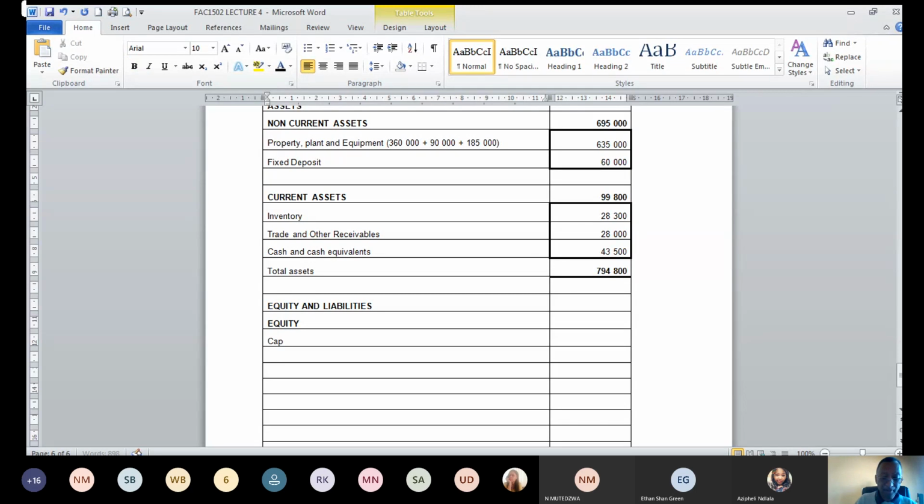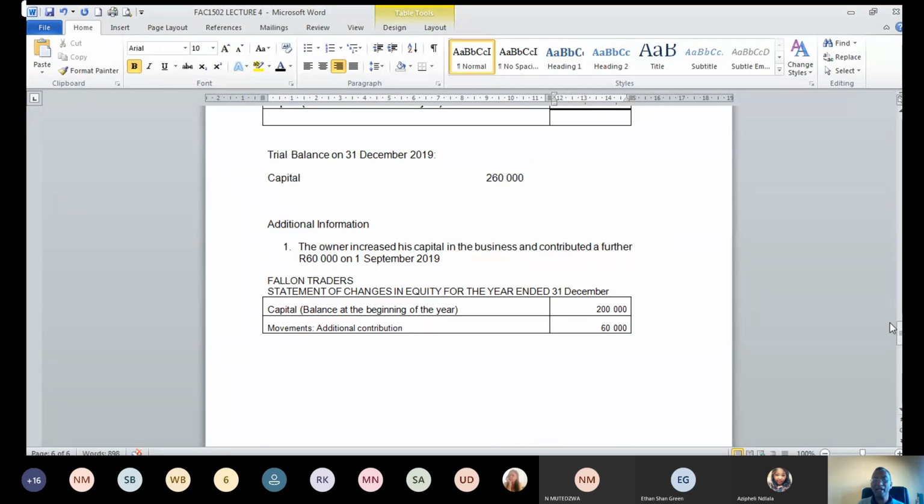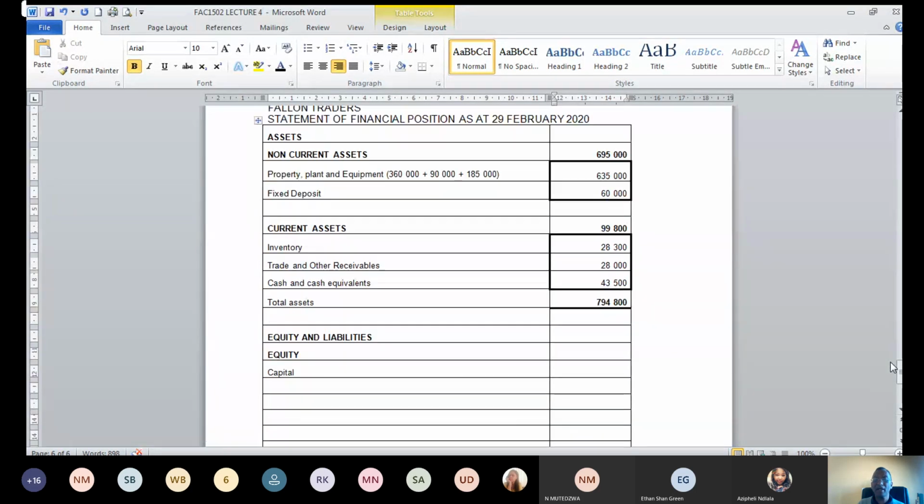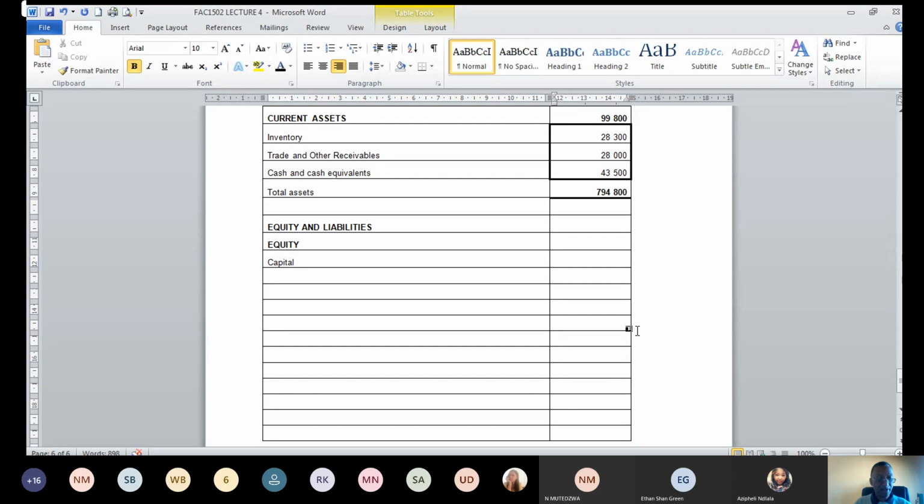And the capital amount has been calculated in your statement of changes in equity. So capital, you show the amount as calculated in your statement of changes in equity, because in your statement of changes in equity, remember, there you had to calculate what was the value of your capital at the end of the year, and we had seen that the capital at the end of the year was the amount of 311,800 Rand. You block that.